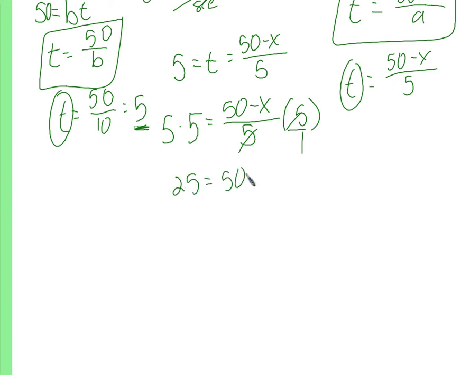25 equals 50 minus x, meaning his distance, right? We said he has to run x fewer yards than Julio, who runs the full 50. Well, it's going to be 25, right? Even if we're thinking, we can see it's 25. But if we're using algebra, we can subtract 50. Negative x equals negative 25, so x equals 25.